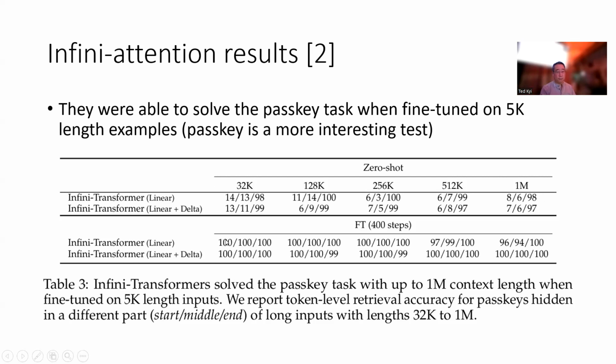But when they do a little bit of fine tuning on this task, you can see they get close to 100% performance. So at 32,000, 128,000, 250,000 tokens, they're doing really, really well. Still good at 512,000. And then it's not 100%, but it's about 96% accuracy, 95% accuracy on 1 million tokens. So this is better performance than a lot of models.